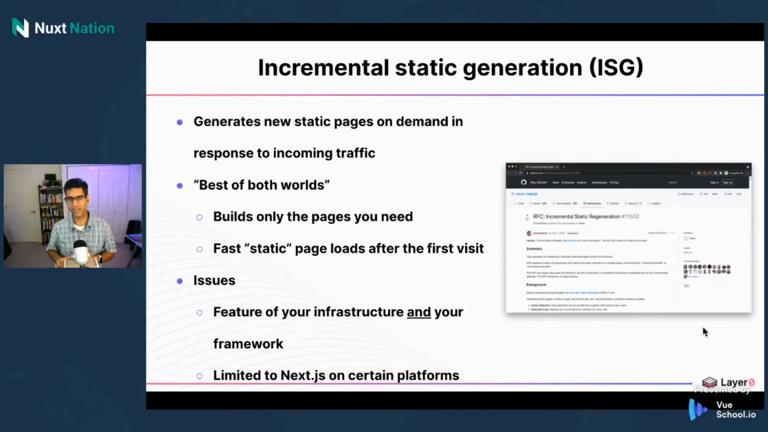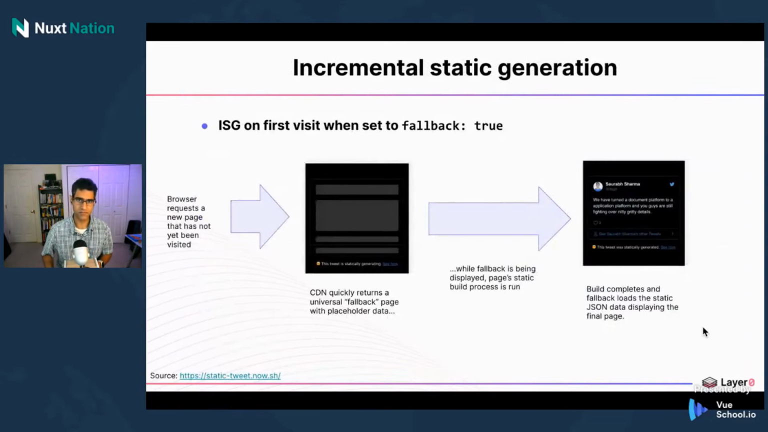Now, the challenge with ISG is it's actually a feature of both your infrastructure and your framework. So you need a very deep integration up and down through multiple layers of the stack in order to get it. And so as a result, it's only been limited to Next.js, and only Next.js when running on certain platforms. Layer 0 is one of those, but you can't just take Next.js on every platform and get ISG out of the box. So let me walk through how ISG works, at least from the user perspective.